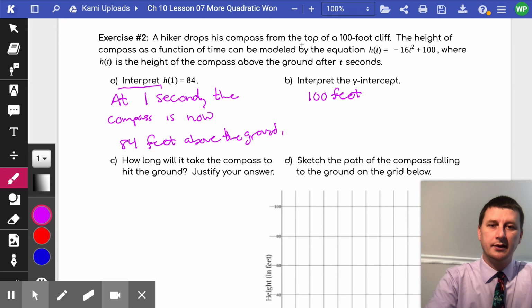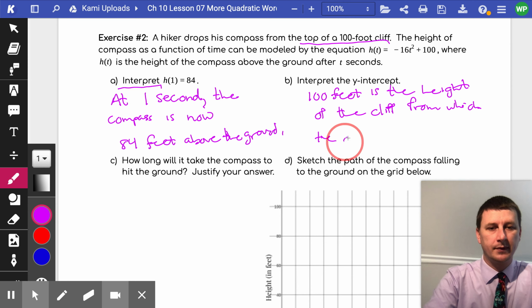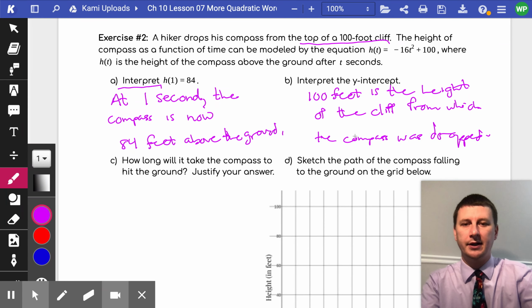it says right here, is the height of the cliff from which the compass was dropped. Okay, lots of writing there.